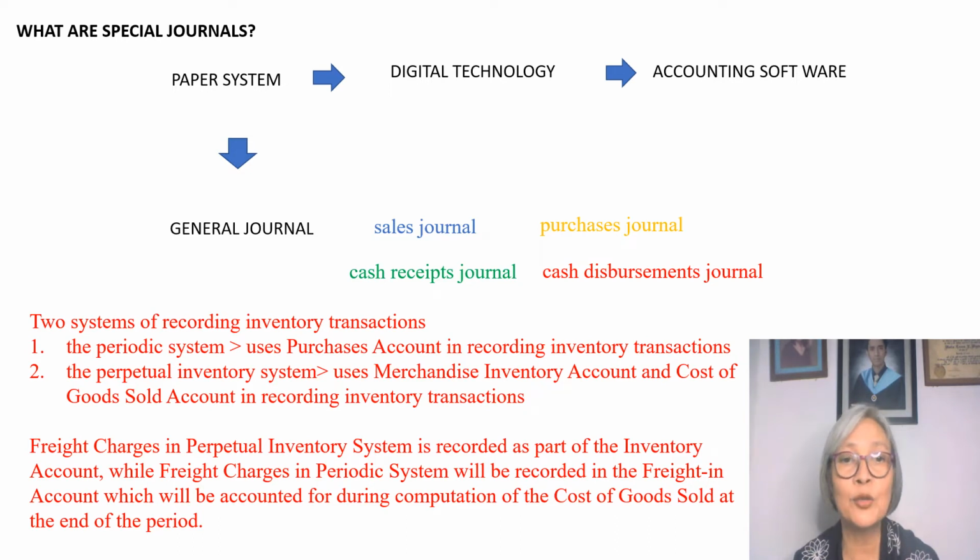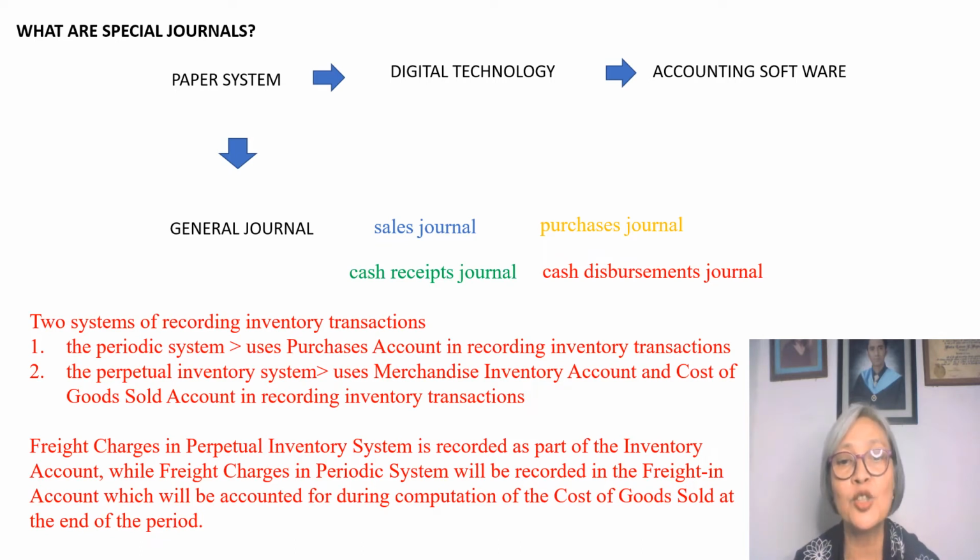Note that we have two systems of recording inventory transactions. We have the periodic system and the perpetual system. The main difference between special journals using the perpetual inventory method and periodic inventory method is that the sales journal in the perpetual method will have a column to record a debit to cost of goods sold and a credit to inventory.